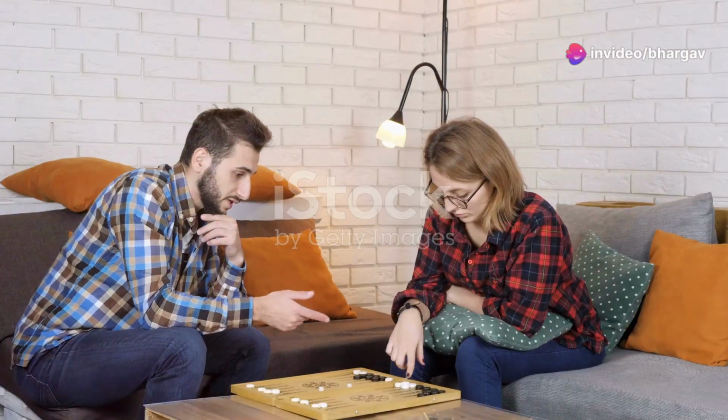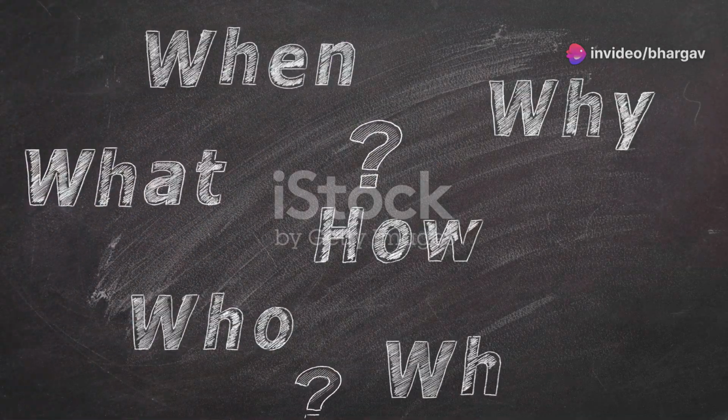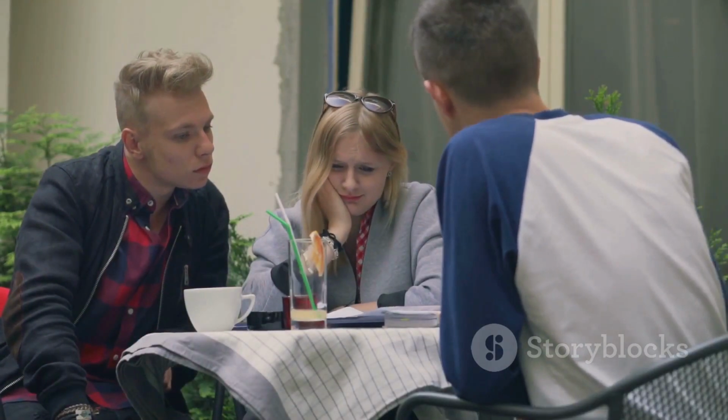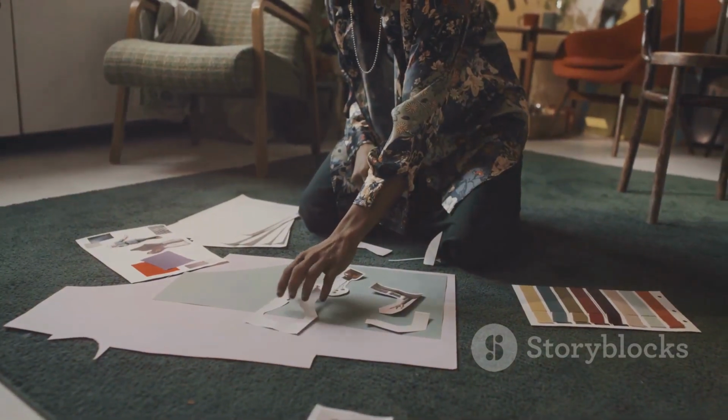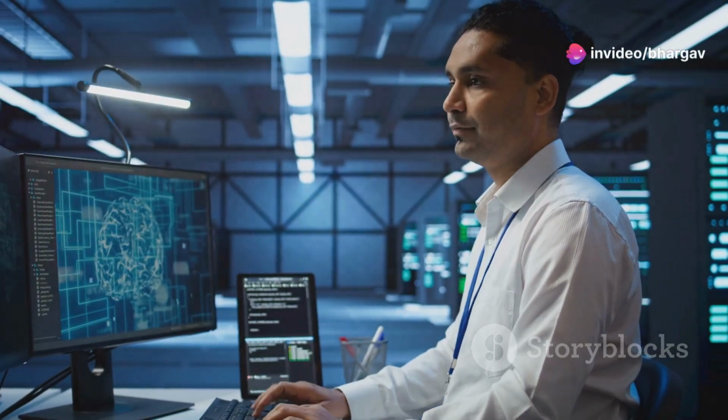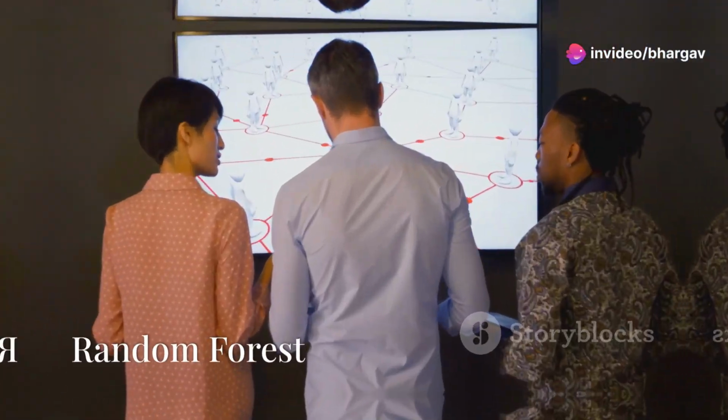Have you ever played the game 20 questions? You ask a series of yes/no questions to narrow down the options until you guess what your friend is thinking. That's exactly how a decision tree works. Each question divides the data into smaller parts, helping the algorithm make better decisions as you go.